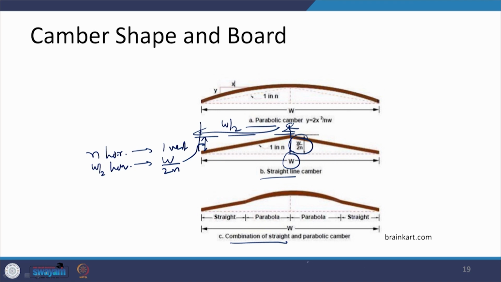So, this w by 2n is known to us whenever there is a rate of 1 in n, but if we are going to have a parabolic shape, then this will remain the same as w by 2n, that height is going to remain the same.